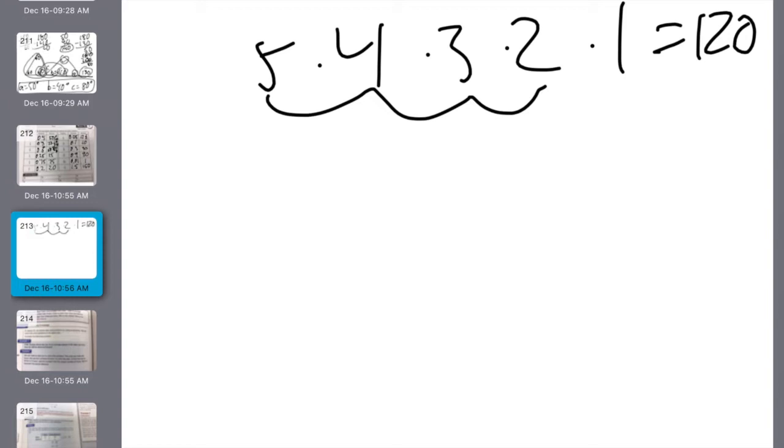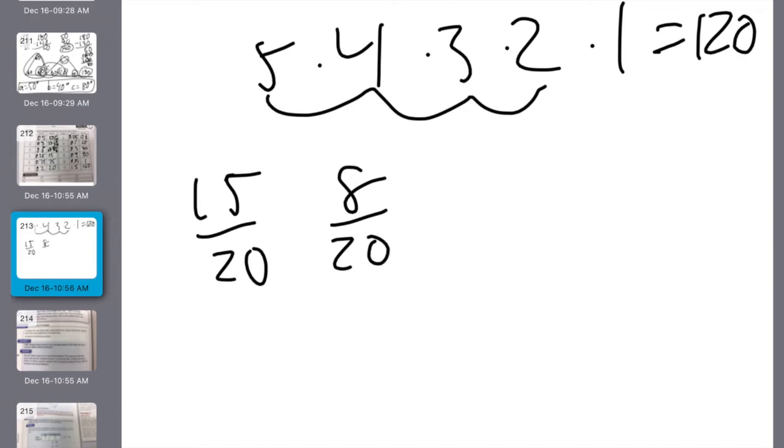Mentally perform these calculations. I'm going to add them together. Then I'm going to subtract them, multiply them, and divide them. So I need common denominators, which was 20. So the first one is 15/20. The next one is 8/20. I add them, I get 23/20, which equals 1 3/20.